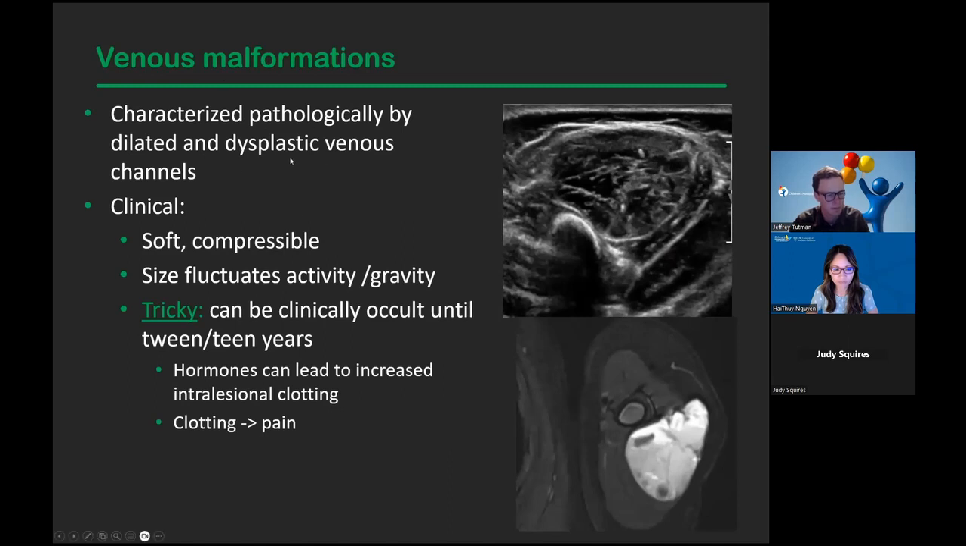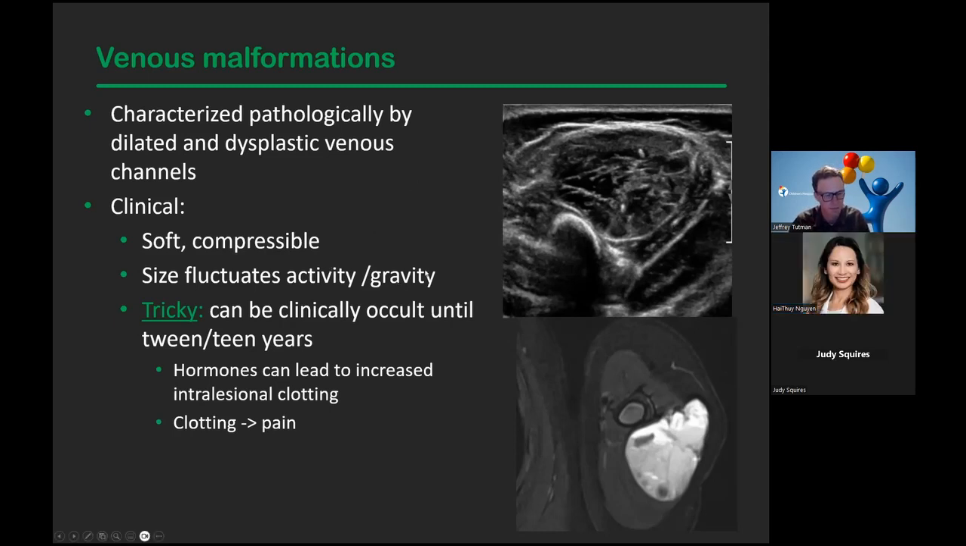So these are characterized by dilated dysplastic venous channels. They are also soft and compressible. The size really can fluctuate with gravity or activity. If it's in the leg, when they come home from soccer practice, it hurts more. And what can be really tricky is they're often silent until the teen years, when the hormones make them clot more, and the clotting leads to pain. So they come in with this painful mass, and nobody's really thinking vascular anomaly anymore because they're 14 years old. That's when people think there's something else, and we call them something else.